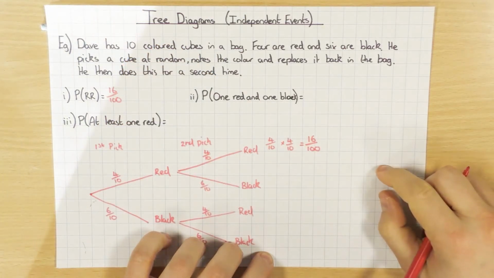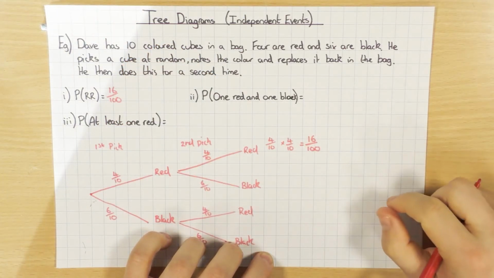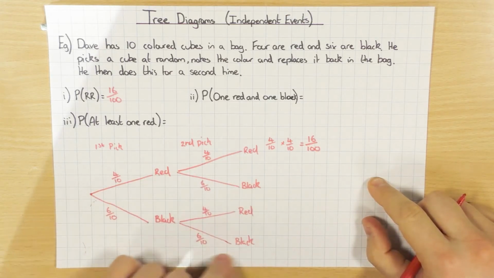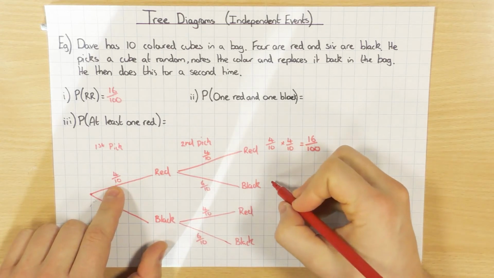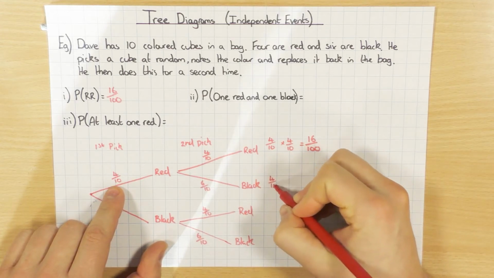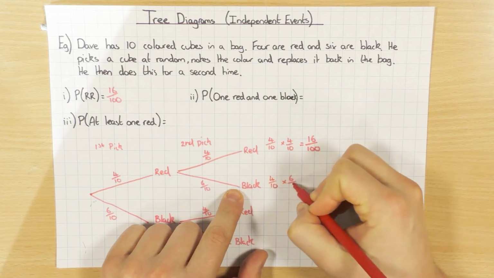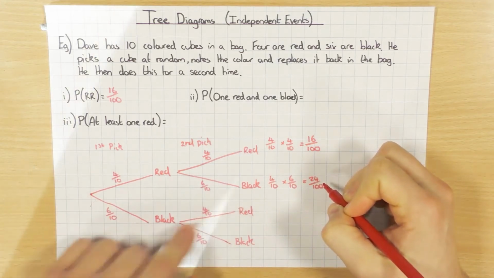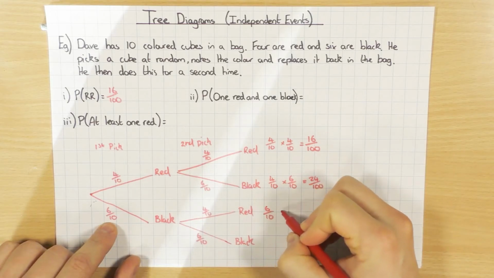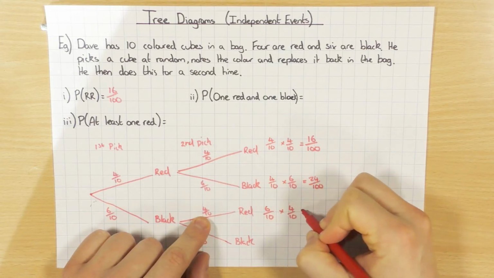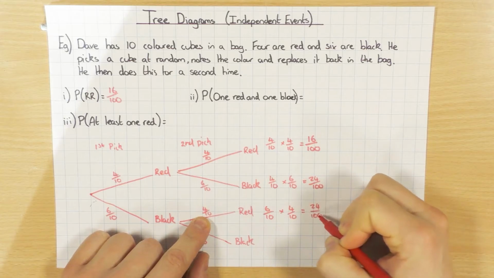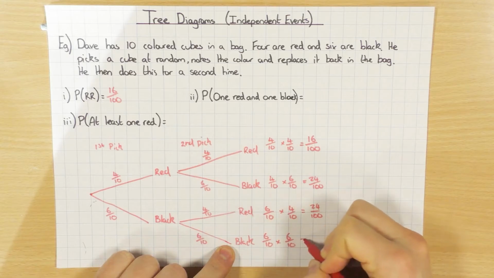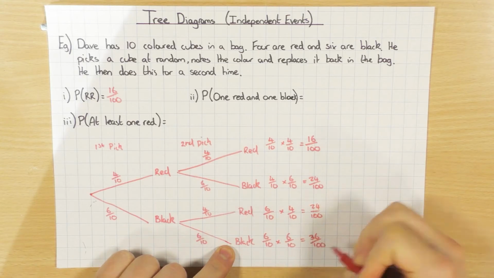Now some of you might be saying, should I simplify that? Well, unless the question says to, I would always leave it, and I'll show you why at the end. Okay, so I'm going to leave it like that. I'm going to work out the probability of all of these now, just so you can see what I'm doing. So 4/10 times 6/10 would give me 24 over 100. This one here, black and red, so 6/10 times 4/10, again will be 24 over 100. And then black and black, so 6/10 times 6/10 is 36 over 100.